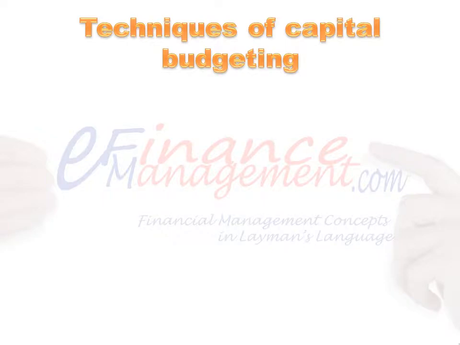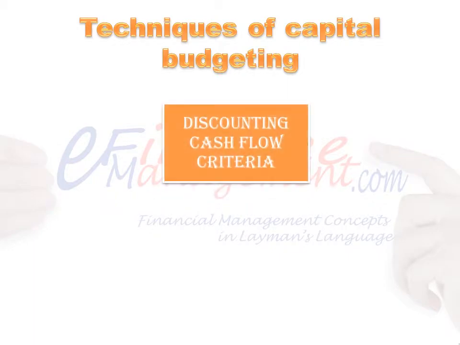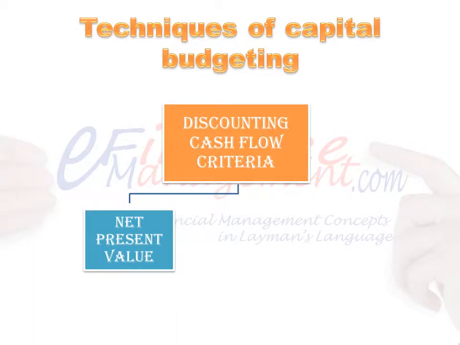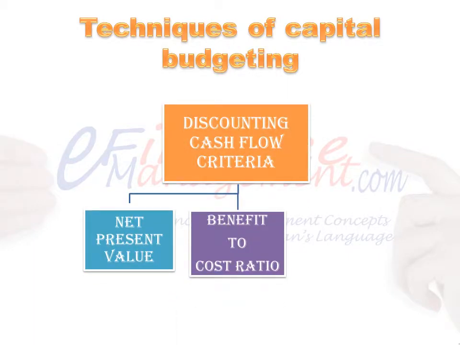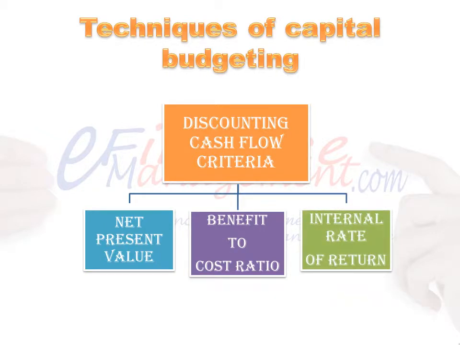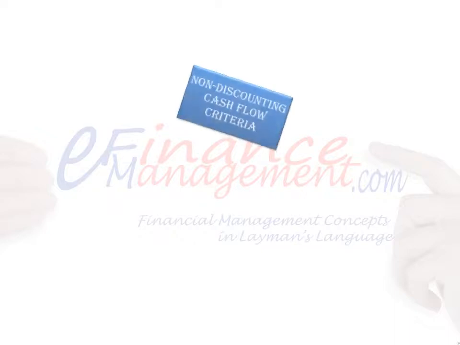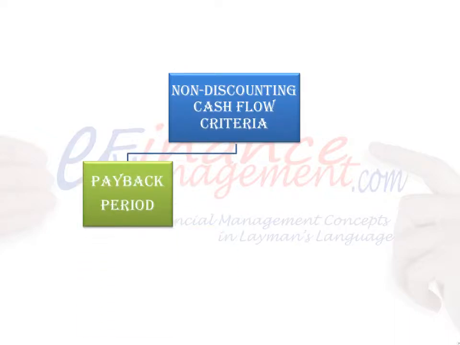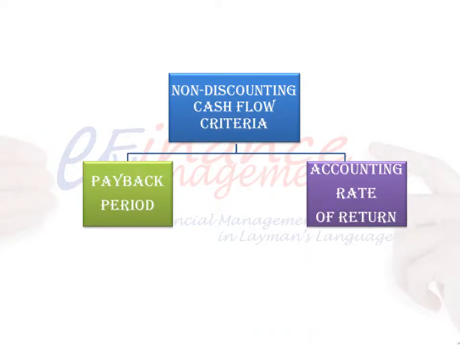Capital budgeting techniques according to discounting cash flow are: net present value, benefit to cost ratio, internal rate of return. Capital budgeting techniques according to non-discounting cash flow are: payback period, accounting rate of return, net present value.